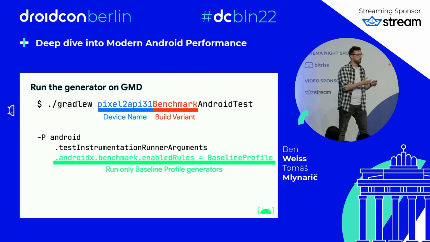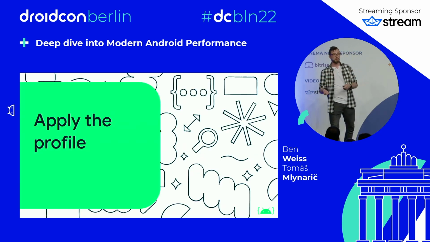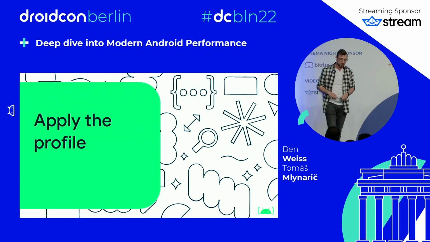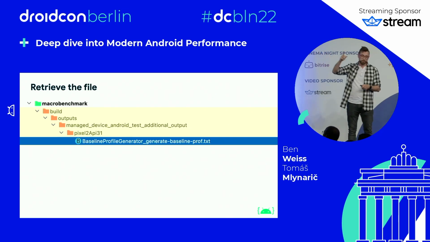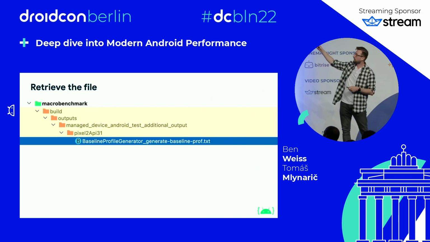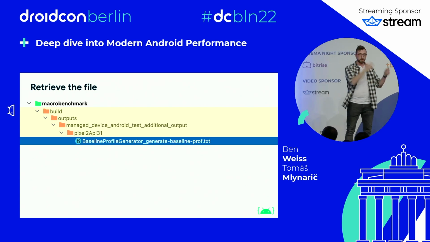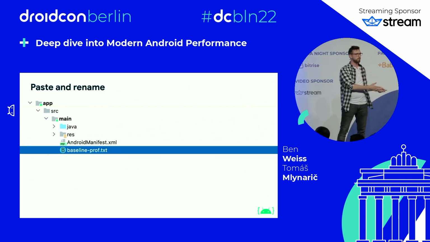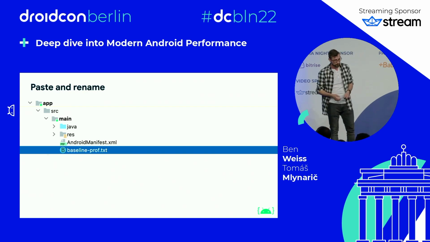It will execute the instructions we've specified, then copy the results to the host machine, and then we need to apply the profile. As I was saying, it will provide the output in the build folder. So we copy that file, which is named after the class name and test, and paste it into the src/main folder, just next to your Android manifest. And we rename it to baseline-prof.txt.